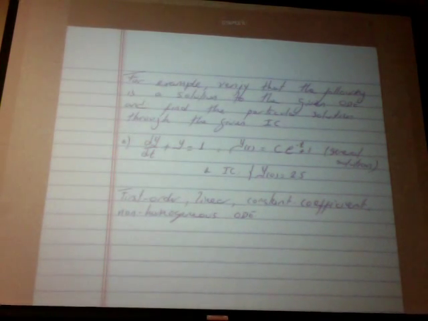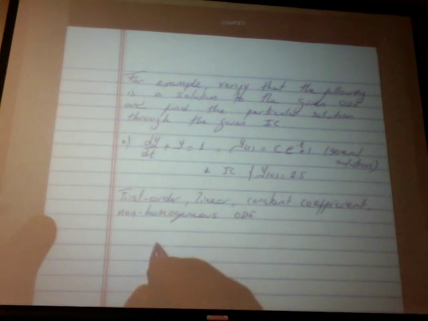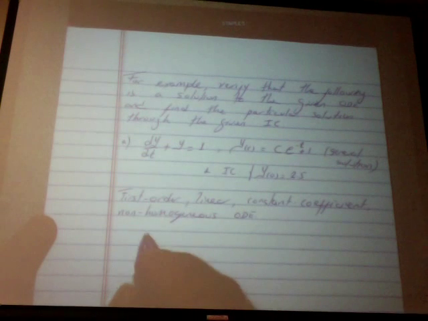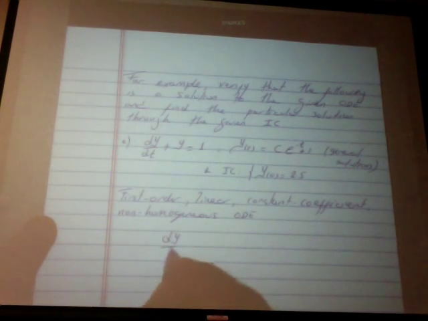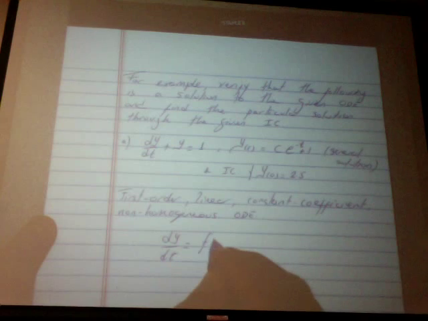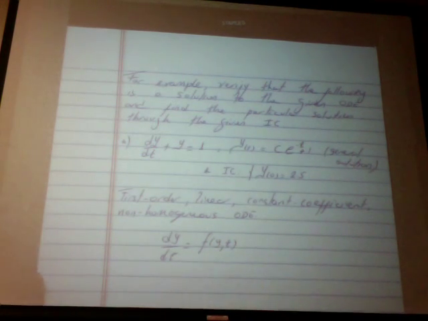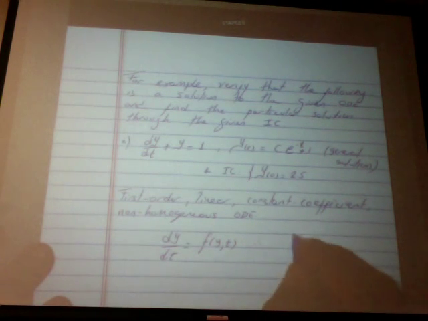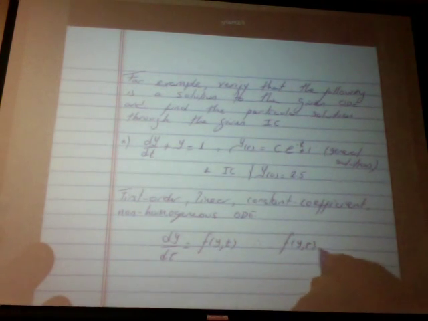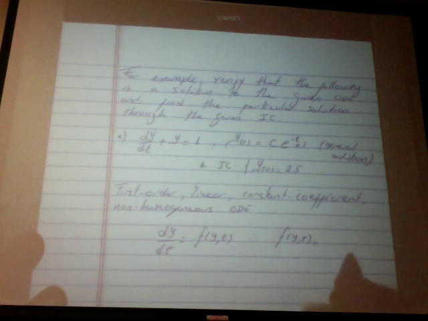All right? So we could rewrite this equation in the general form. dy dt is equal to f of y and t. If we write it in that form, then f of y and t is who? 1 minus y. Is that clear?